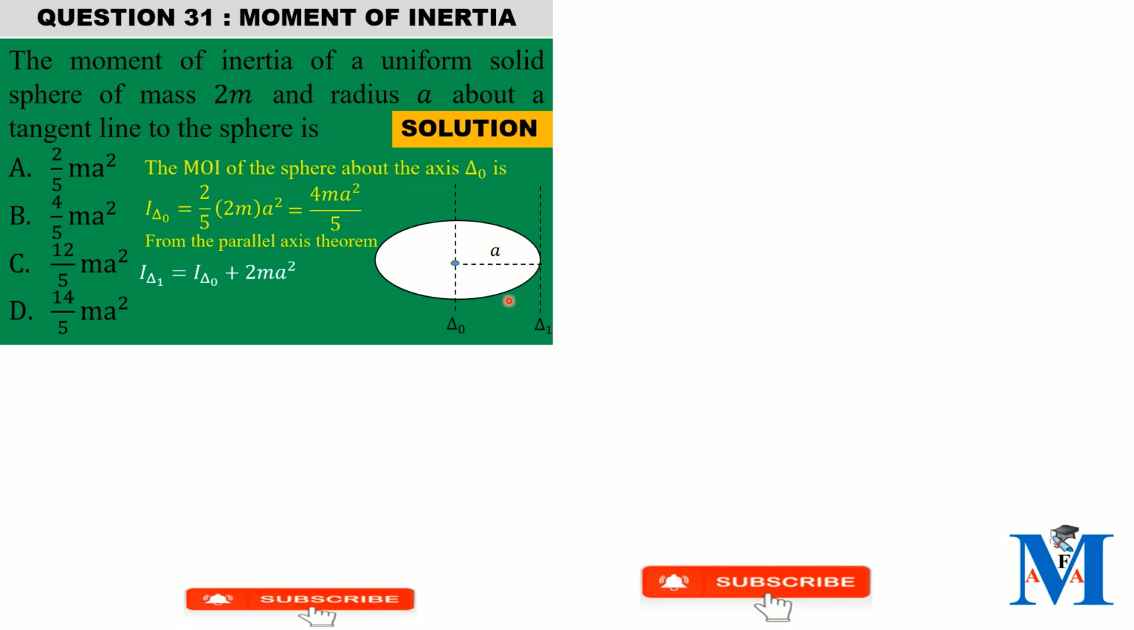The distance separating the two axes is simply the radius of the sphere, which is a. So with that, since we have found this I_0 as 4ma squared divided by 5, we just add it with 2ma squared, because 2m is the mass of the sphere. So with that, we get 14ma squared divided by 5. So the correct answer is D.